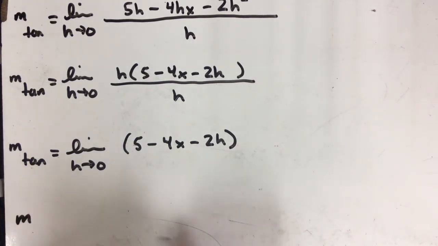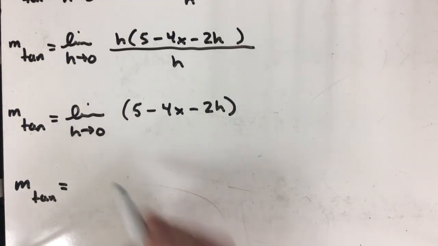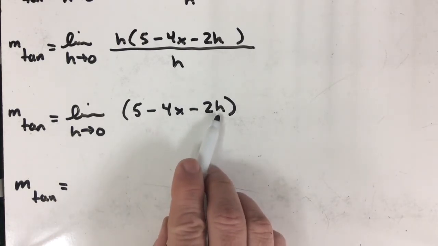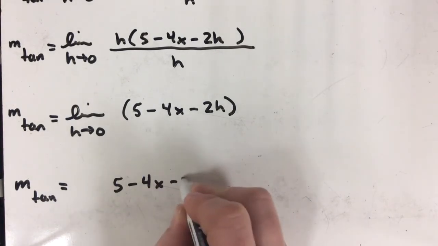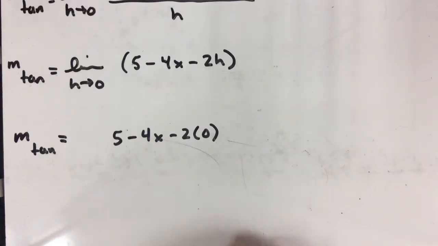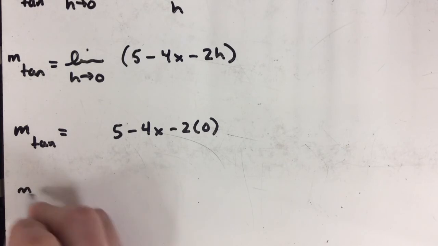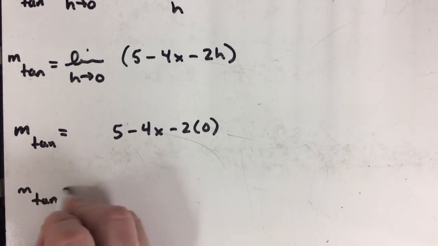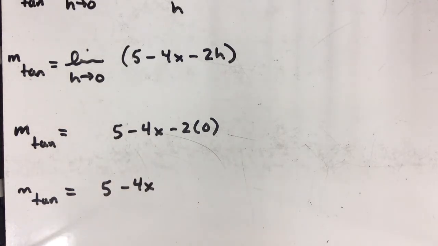So the slope of our tangent line is equal to, and I don't need the limit as h approaches 0 anymore because I'm doing that direct substitution step, going to plug in 0 for this h. So we would have 5 minus 4x minus 2 times 0. Well, that's going to get that last term to cancel out. So for our final answer, the slope of our tangent line is equal to 5 minus 4x. You could also write that out as a negative 4x plus 5 if you'd like. Either way would be fine.